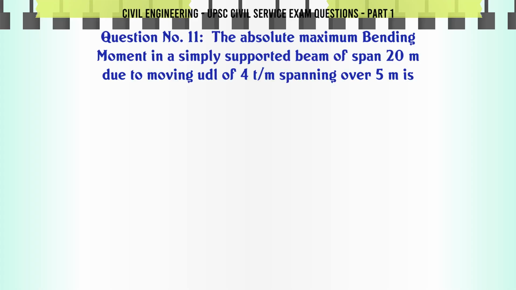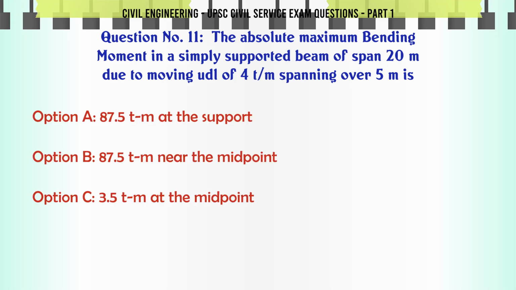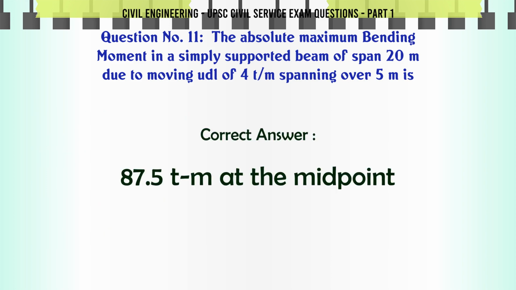The absolute maximum bending moment in a simply supported beam of span 20 m due to a moving UDL of 40 m spanning over 5 m is A. 87.5 tm at the support, B. 87.5 tm near the midpoint, C. 3.5 tm at the midpoint, D. 87.5 tm at the midpoint. The correct answer is 87.5 tm at the midpoint.